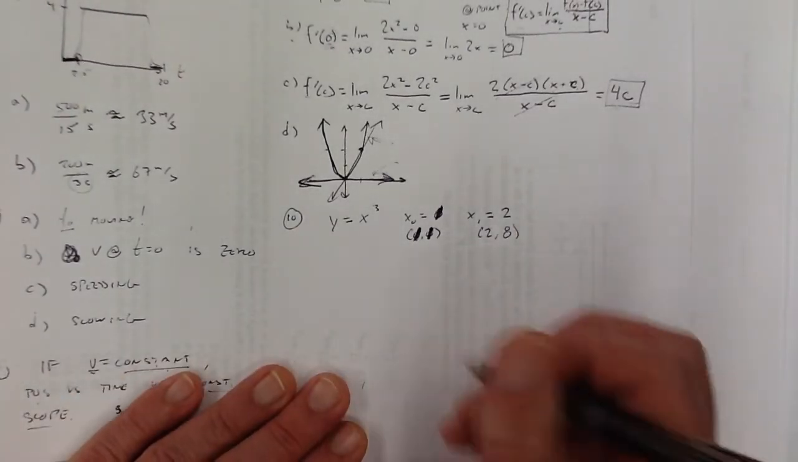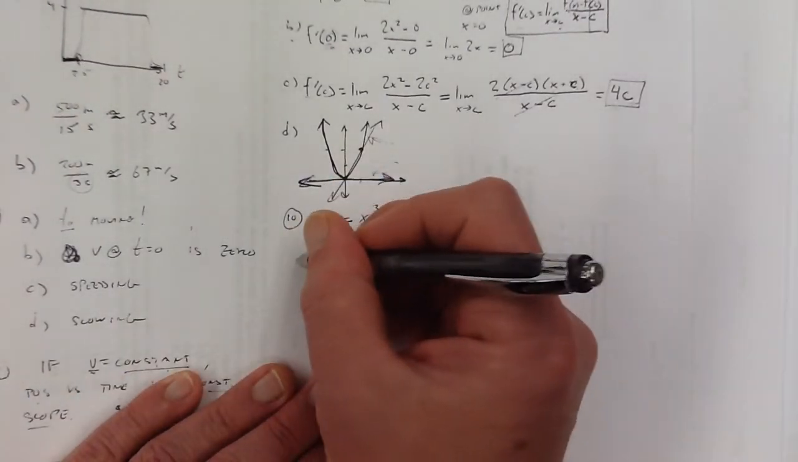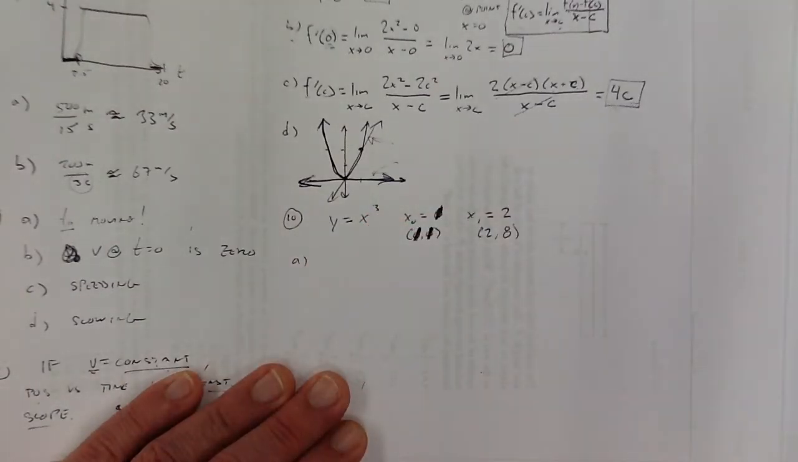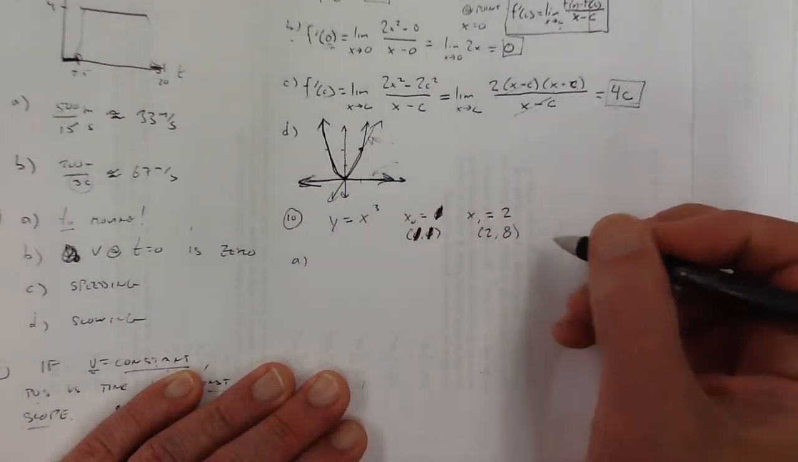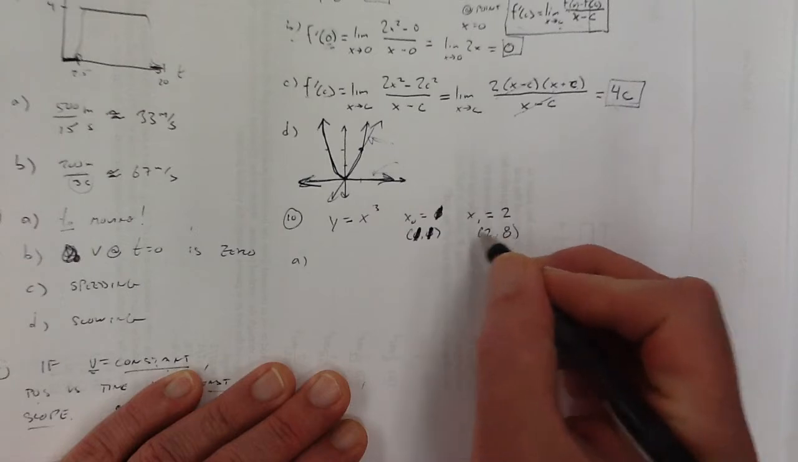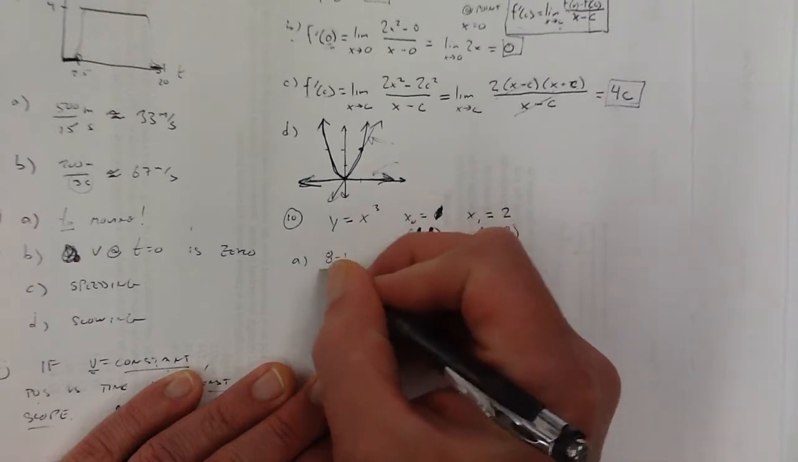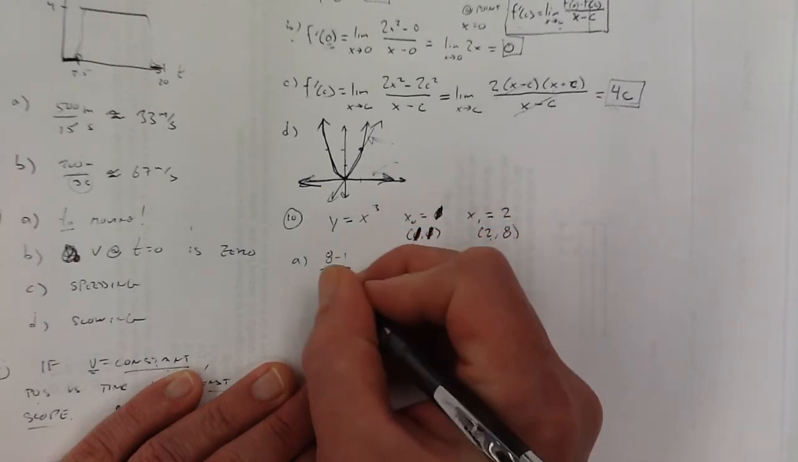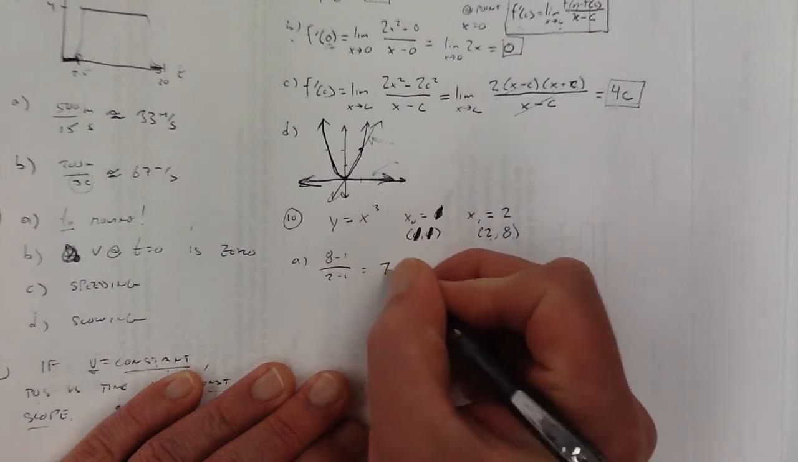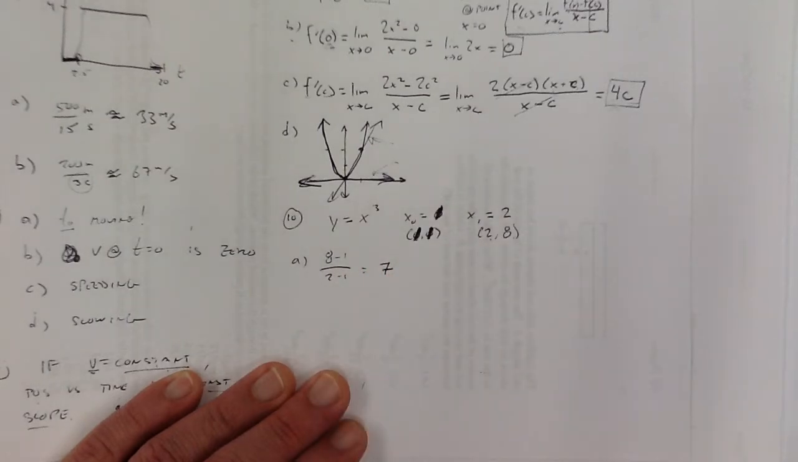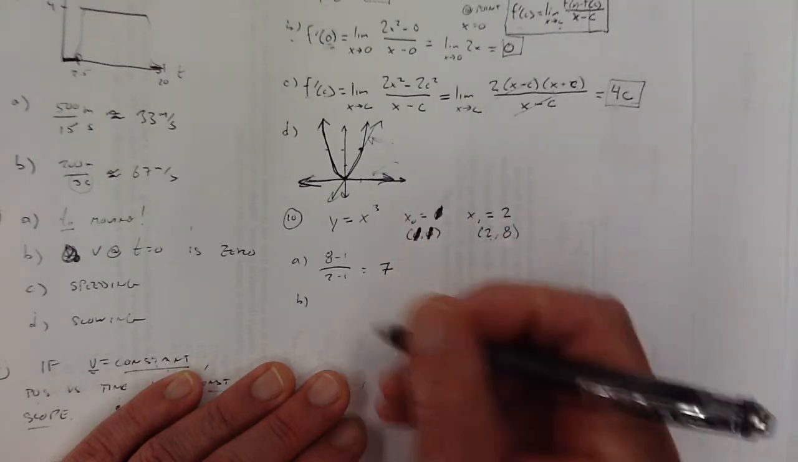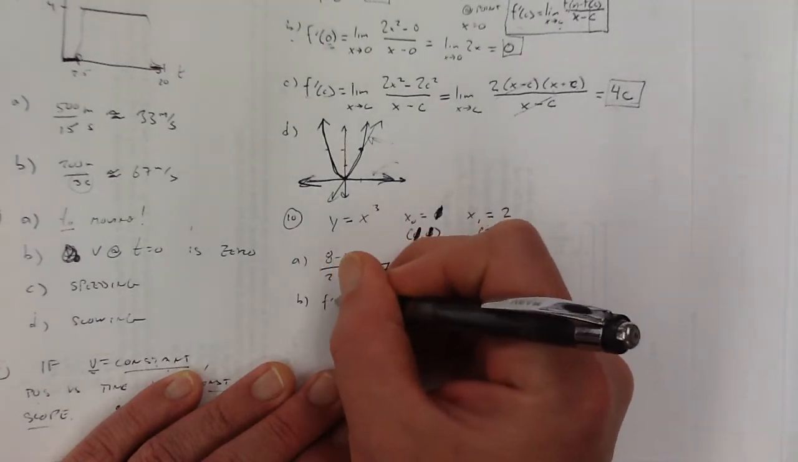All right. That is what I need to know to be able to do part A, which is just find the slope of the secant line. 8 minus 1 over 2 minus 1 is 7. B, I want to find the instantaneous rate of change at this value. Okay, so that's f prime of 1.